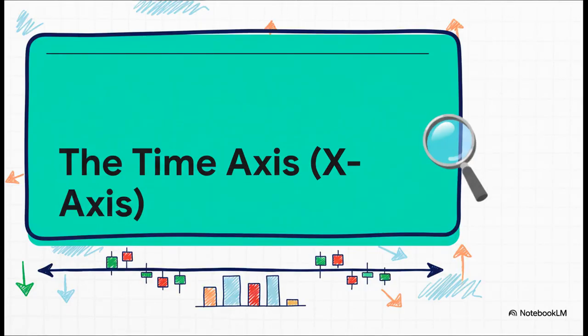And the line running along the bottom, that's the time axis. This tells us when everything happened. You can change this to look at the last minute, the last hour, the last day, or even the last few years. Price and time, those are the two coordinates for everything we're about to look at.